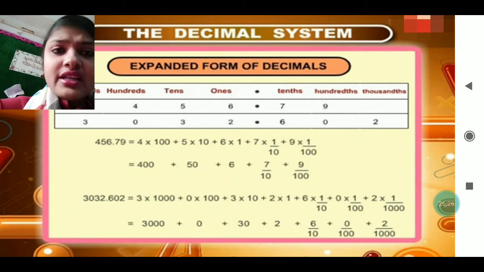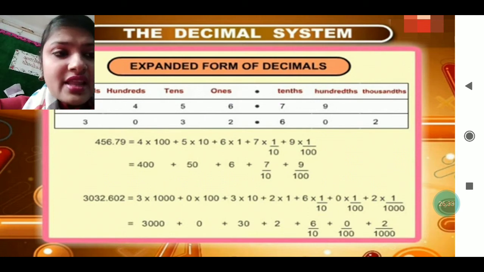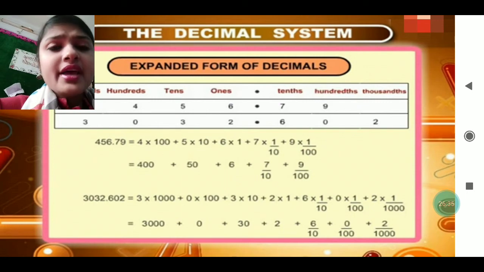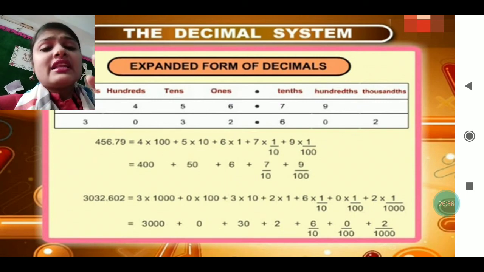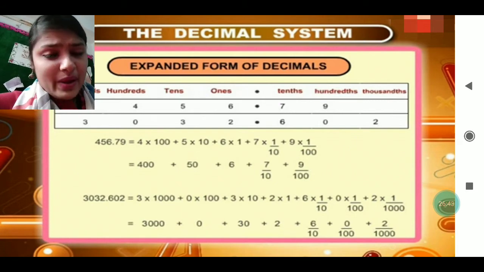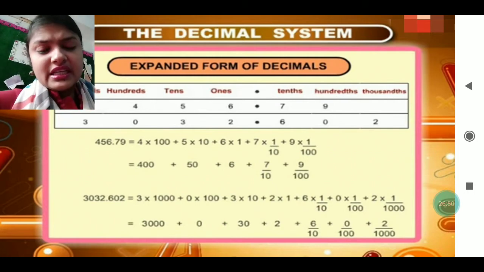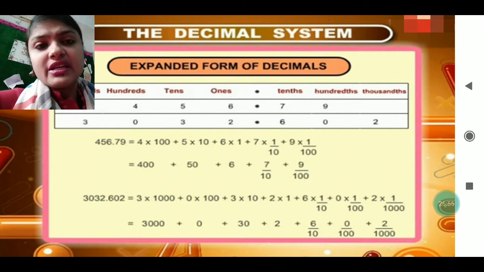And then we will write the number in expanded form, that is 3000 plus 0 plus 30 plus 2 plus 6 by 10, 0 by 100 plus 2 by 1000. The number which is written after the decimal, we write by putting 10, 100 or 1000 below it. The number which is written before the decimal, we write according to its place value, but the number which is written after the decimal will be written in fractional form. It's 1 by 10, 1 by 100, like this.